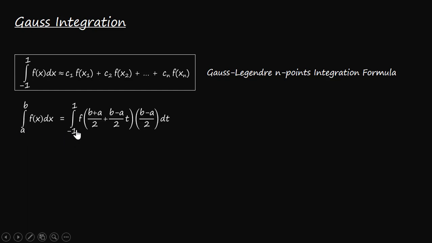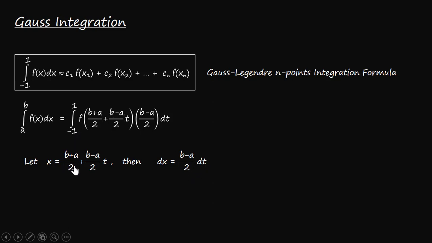We will write the integration of the function from -1 to 1. Now the argument of the function has been changed from x to the variable t, where the value of x we have considered here is x equals (b plus a) divided by 2 plus (b minus a) divided by 2 multiplied with the new variable t. Then the derivative of x can be written as (b minus a) divided by 2 multiplied with the derivative of t.